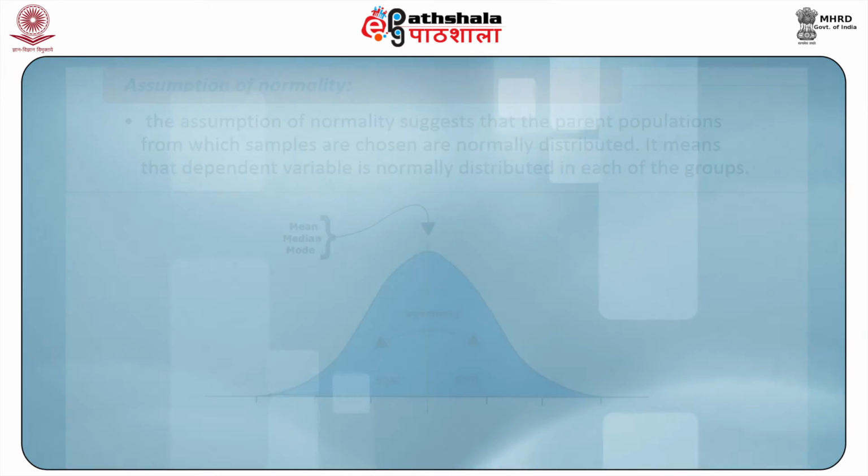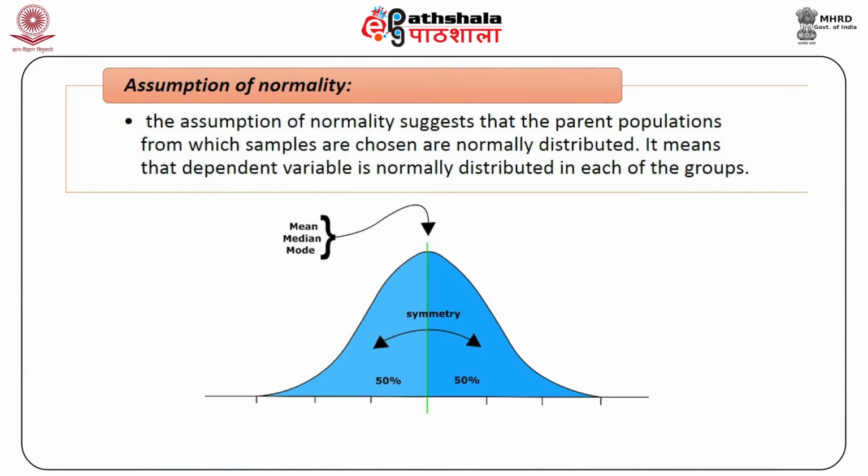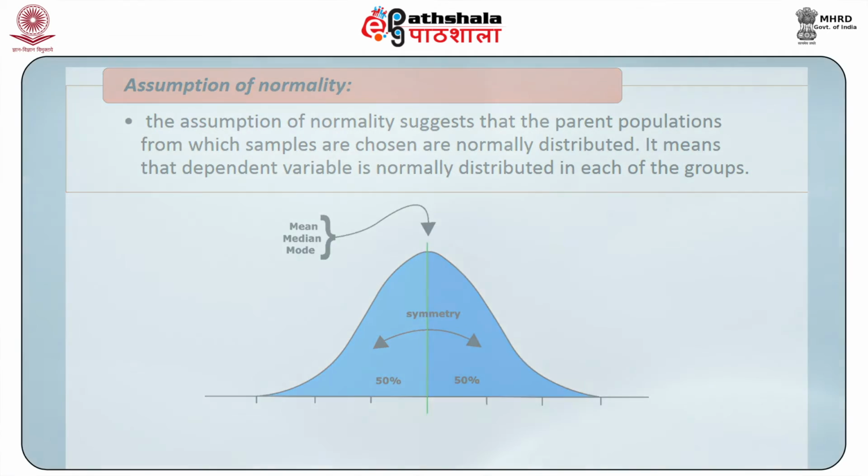Assumption of normality, that is, the distributions of the populations from which samples are selected are normal. It implies that the dependent variable is normally distributed in each of the groups.